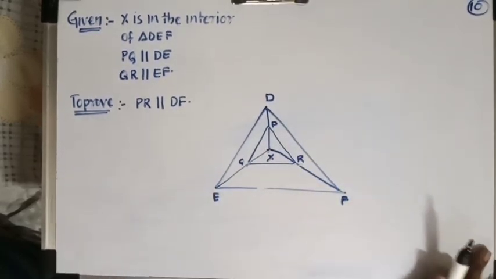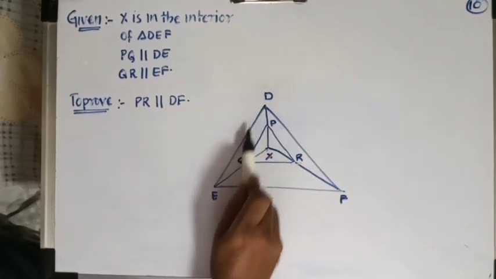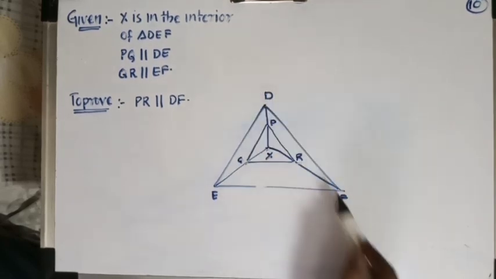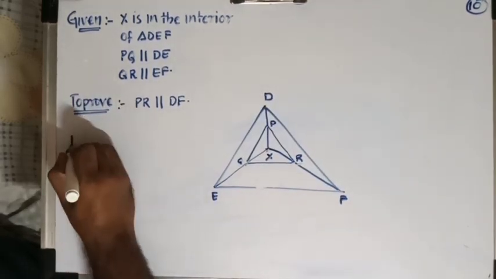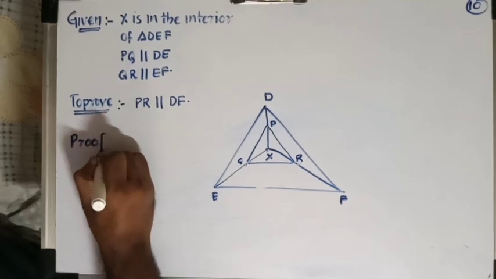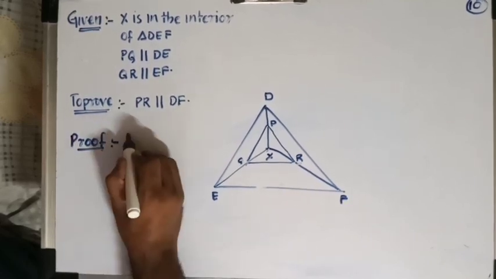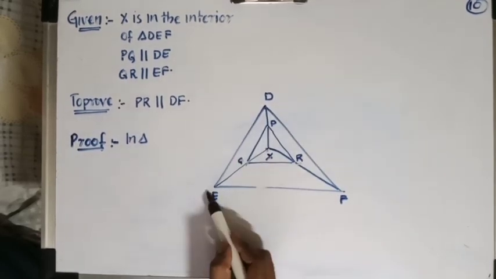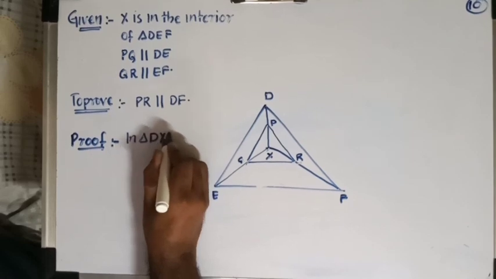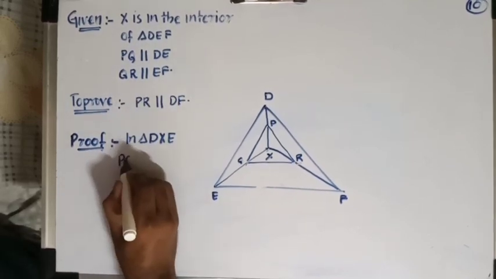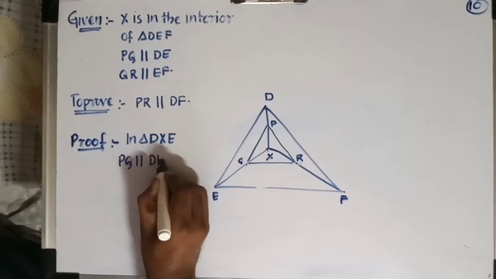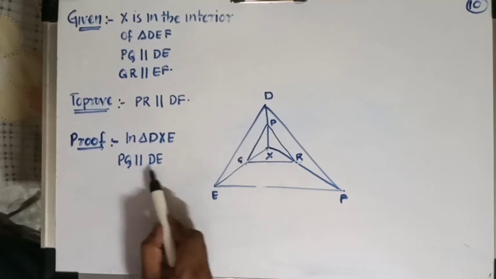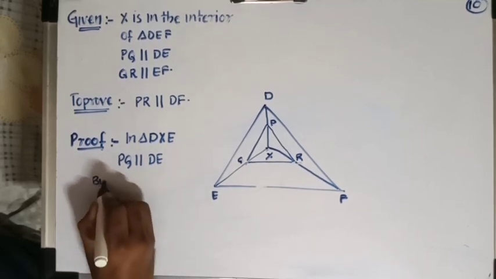Again I tell you children, see, PQ is parallel to DE, QR is parallel to EF. You need to prove that PR is parallel to DF. So I have written my given and my to prove. So now let's look at the proof. See, first in triangle DXE, okay, first what is given to me? PQ is parallel to DE. Now PQ is parallel to DE in which triangle? In triangle DXE. So I'll take it first and I'll apply basic proportionality theorem.